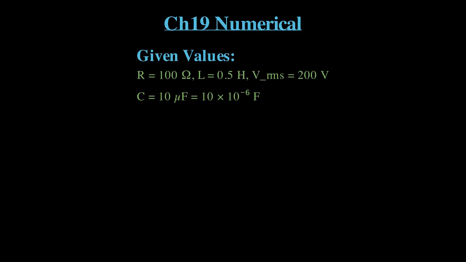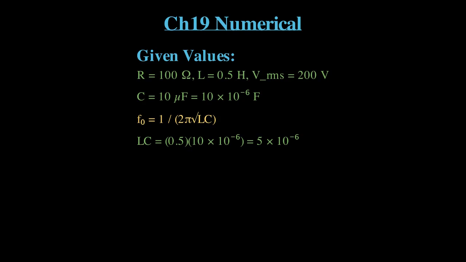The first part asks for the resonant frequency, F0. The formula for resonant frequency is F0 equals 1 divided by 2 pi times the square root of LC. Let's calculate the LC product first. L times C is 0.5 times 10 to the power minus 6. This gives us 5 times 10 to the power minus 6. Now, we take the square root of LC, which is the square root of 5 times 10 to the power minus 6. This comes out to be 2.36 times 10 to the power minus 3.